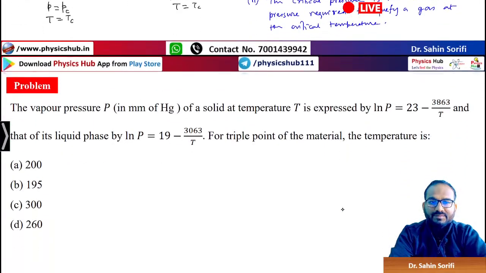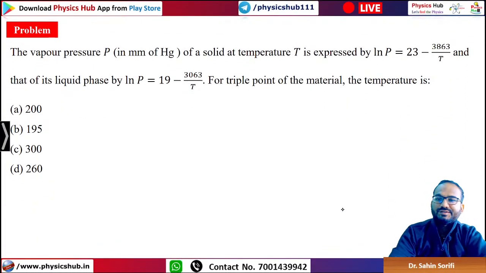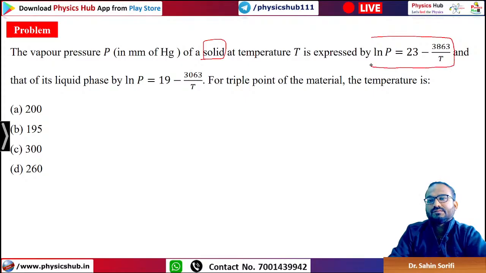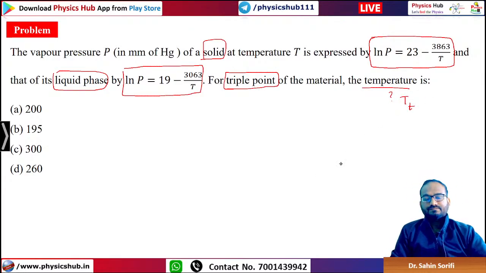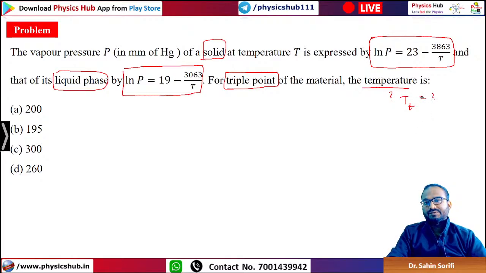Do this problem. The vapor pressure in millimeter of Hg of a solid at temperature T is expressed by this, and that of the liquid phase is expressed by this. For the triple point of the material, the temperature is? For solid, you get this pressure expression. For the liquid phase, you get this pressure expression. So for the triple point, what will be the temperature? Do it quickly. I think you can do it easily.